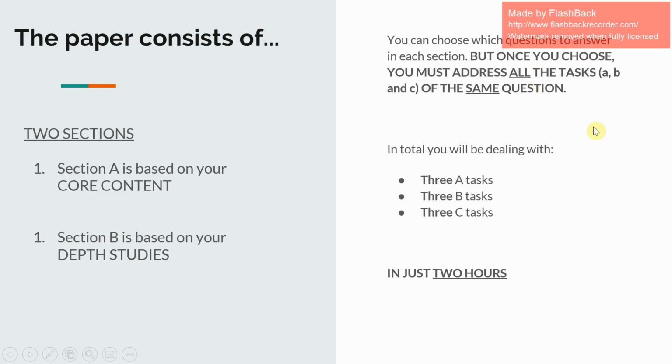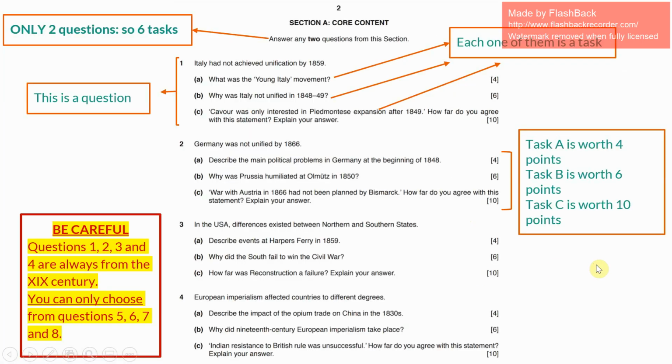Once you choose to answer one of them, so let's say I choose question 1, I must answer A, B, and C of question 1. I cannot answer A of 1 and B of 2 and C of 4. Never. You have to answer A, B, and C of the same question. So in total, you will have 3 tasks A, 3B, and 3C in only 2 hours.